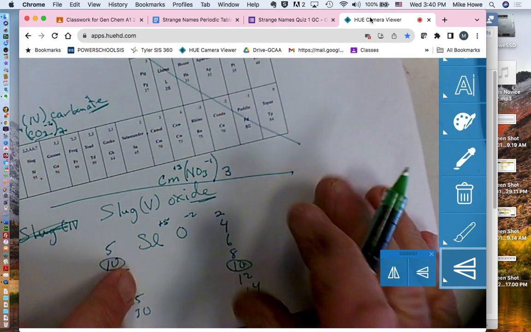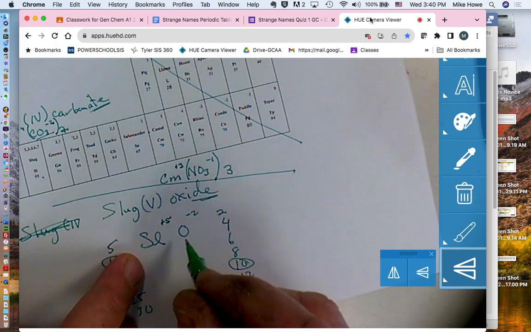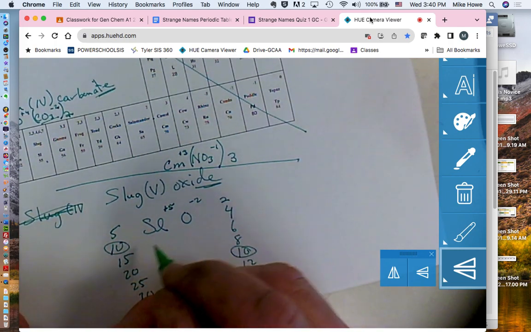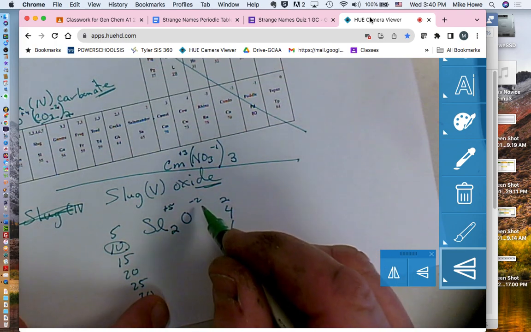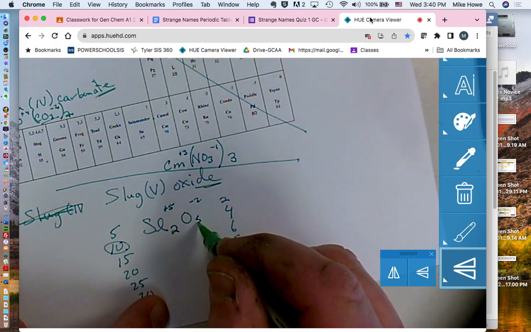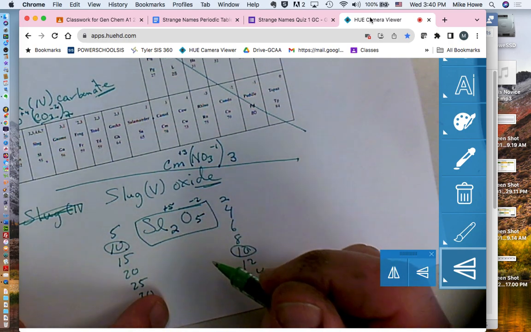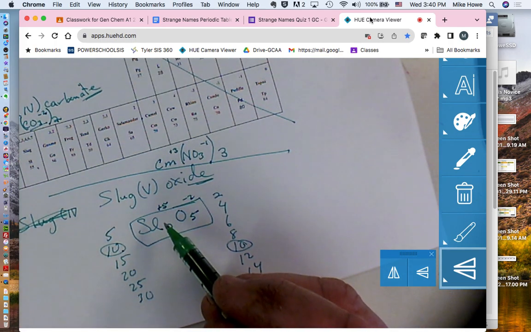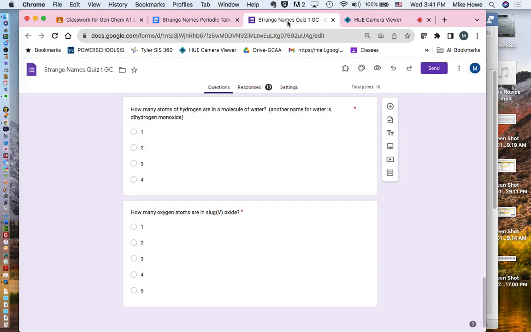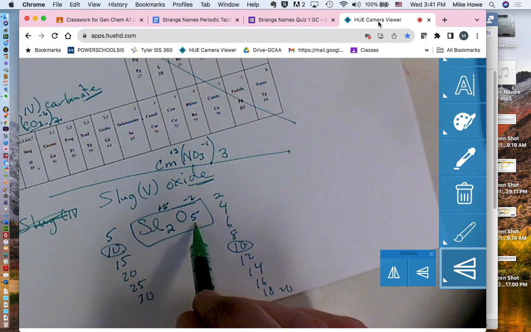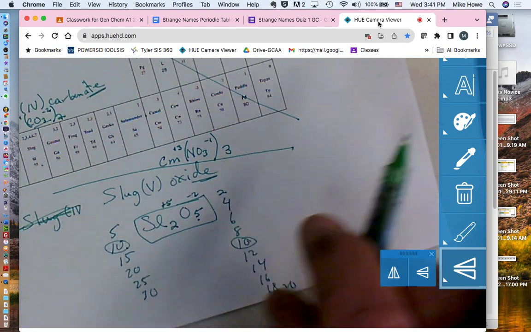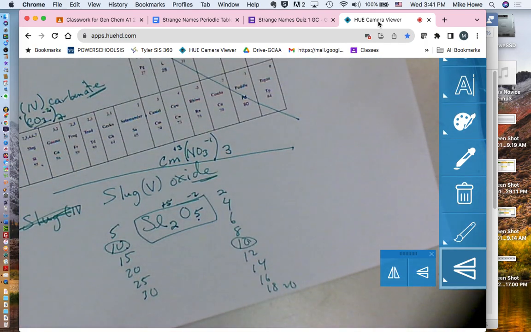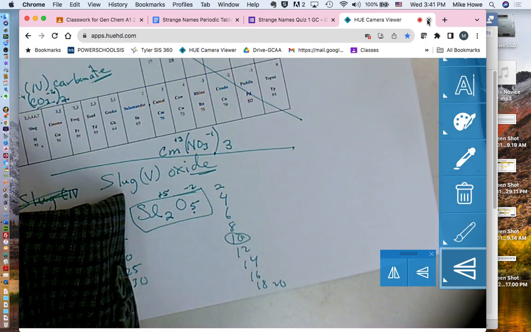So when you write your formula, the symbol for slug is +5, O is -2. How many 5s does it take to make 10? 2. How many 2s does it take to make 10? 5. And there's your formula. You have to think about the charges, but they're not really part of the formula. It's just SL2O5. So going back to the question, how many oxygen atoms? The answer is 5. So that's how you think about this little quiz that we're going to take next class on Friday. Hopefully that helps. A little bit of a review of how to write these chemical formulas using the strange names.